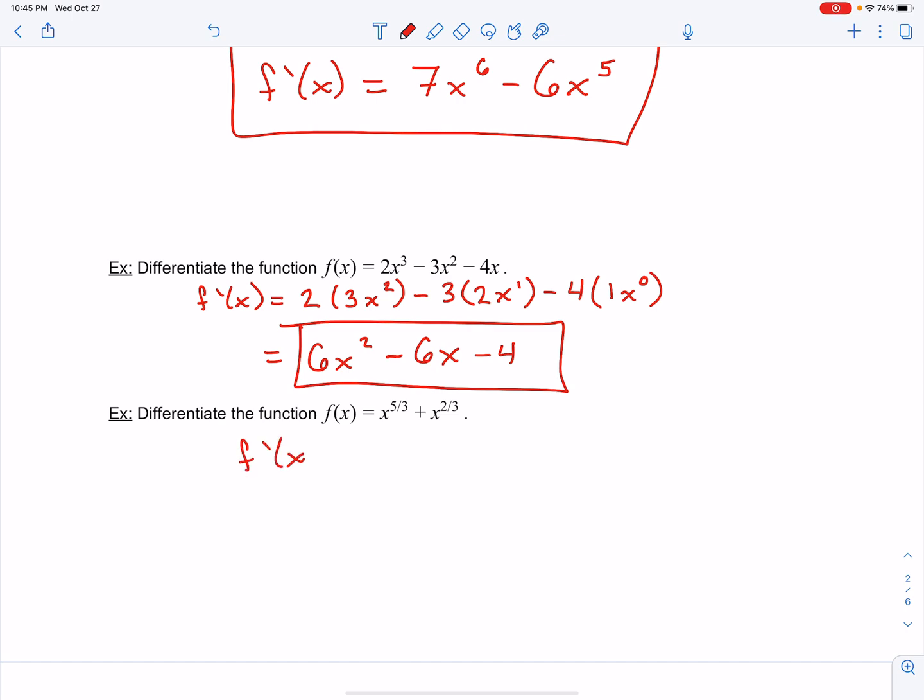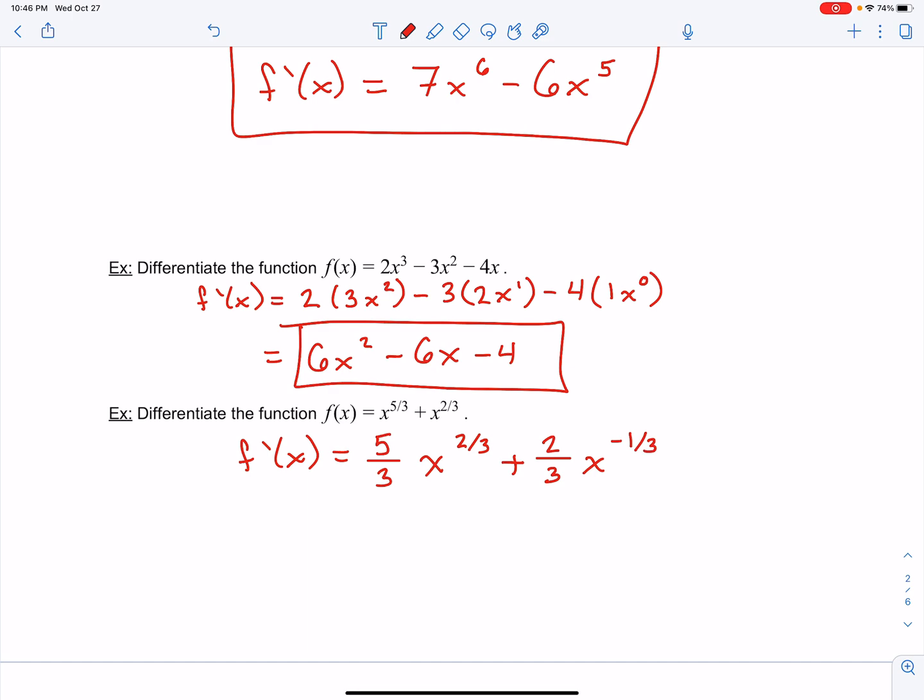So we would say that f prime of x is going to be, with x to the 5/3, we'll bring that 5/3 power up front and multiply it. So we have 5/3 times x to the 5/3 minus 1, which would be 5/3 minus 3/3, or 2/3 for a new power. Plus x to the 2/3, we'll bring that 2/3 power up front and multiply it. So 2/3 times x to the, 2/3 minus 1 would be 2/3 minus 3/3, or negative 1/3.